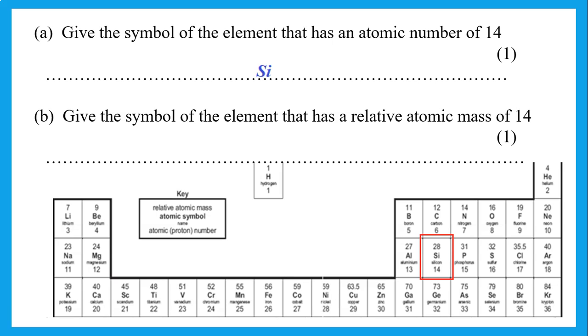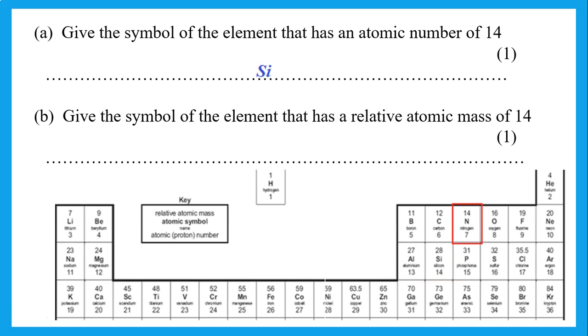Now give the symbol of the element that has a relative atomic mass of 14. So the one that has a mass number of 14. Which one has a mass number of 14? The big number 14, so that is nitrogen.